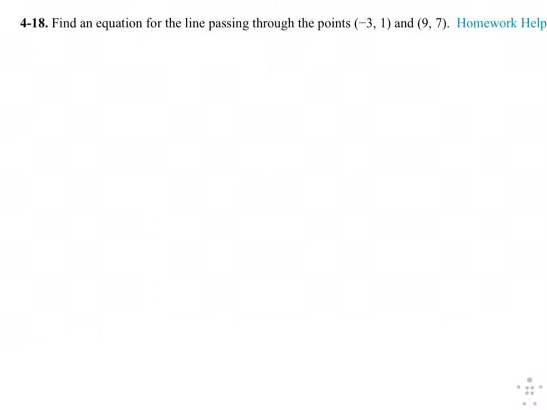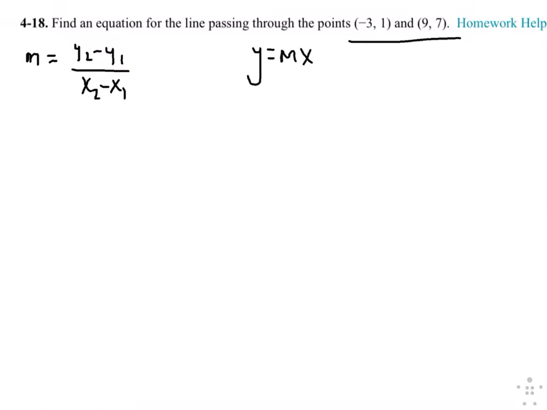Okay, 418, they want us to find the equation of the line that passes through those. So let's first find the slope: y2 minus y1 over x2 minus x1. The reason I'm finding the slope is because I want to write it in the form y equals mx plus b, right? So we'll find the slope first.